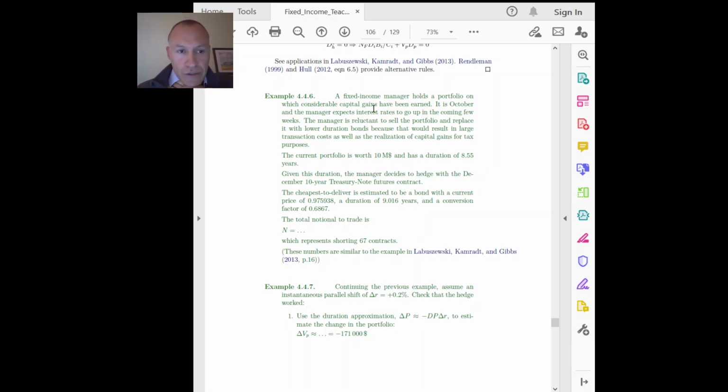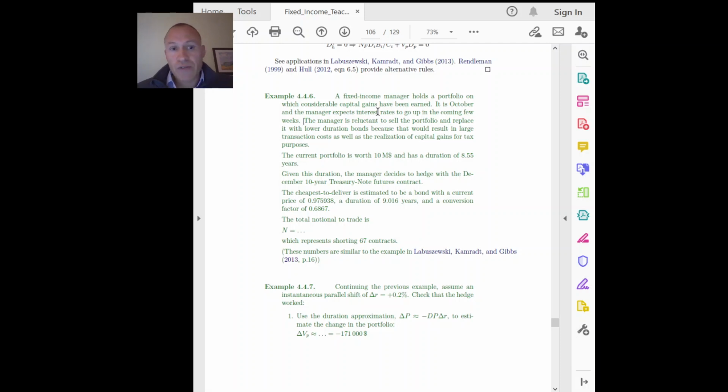So let's think of a fixed income manager that is managing a portfolio of bonds again, okay? And the bonds that he has have done well, there are considerable capital gains on the portfolio, right? However, at this present time, let's say it's October, the manager expects interest rates to go up in the coming few weeks, right? So this is bad, as we already know. If interest rates go up, bond prices go down. That will create a loss for the portfolio.